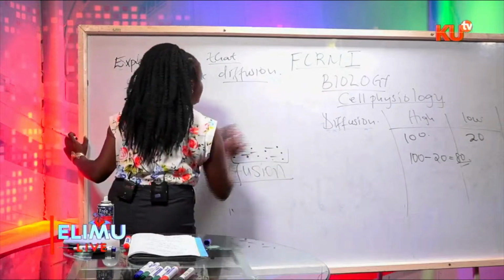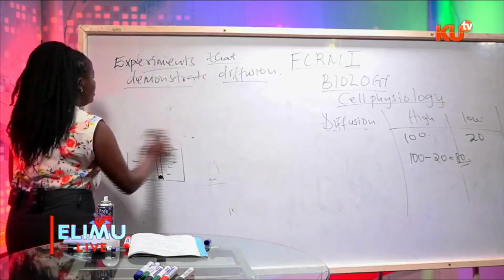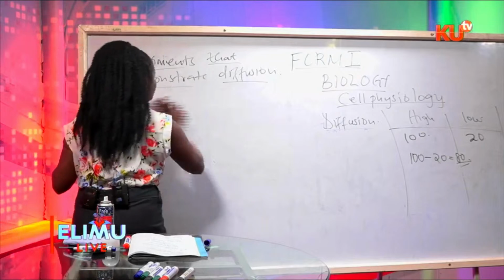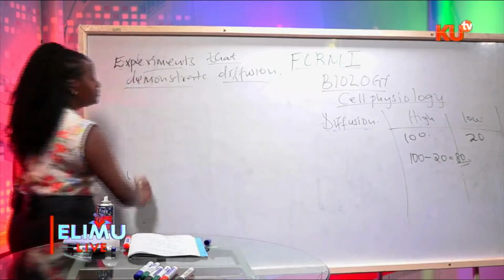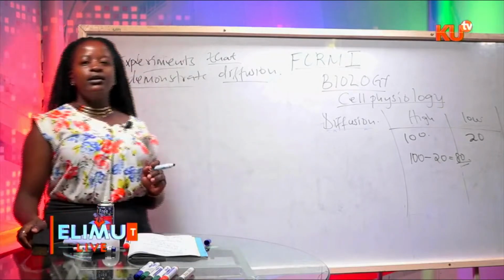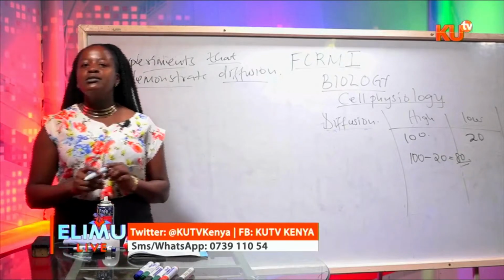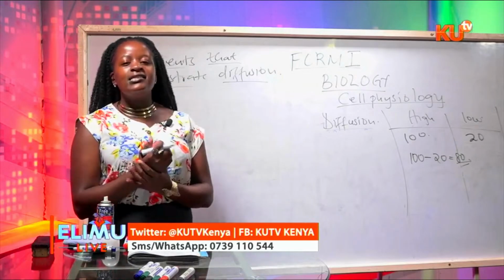The second experiment that is used to demonstrate diffusion is use of iodine and starch.